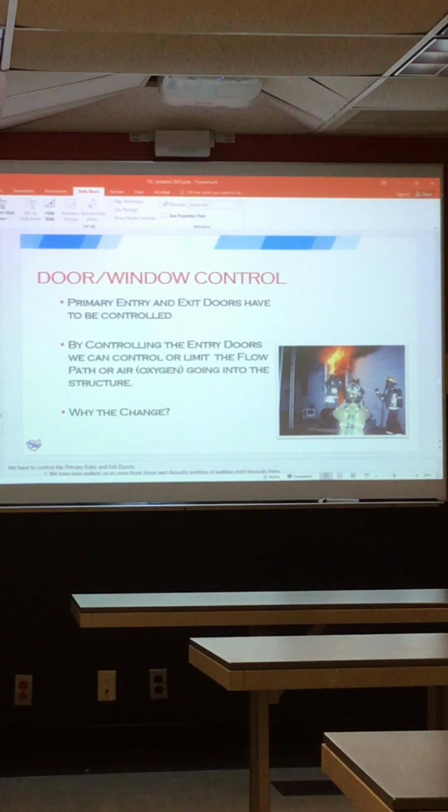Door and window control, again, we gotta control those exits. Some of the bigger departments out west, I believe they even have a door control guy whose only job is to control the door as the line's moved in and out. We're not lucky enough to have that manpower, but we gotta be cognizant that we're doing that. In California, it's become the forceful entry guy's role. He forces the door, and then he stands there and controls the door. That's a good point: when you're forcing entry, make sure you keep that door shut until the line's ready to roll.